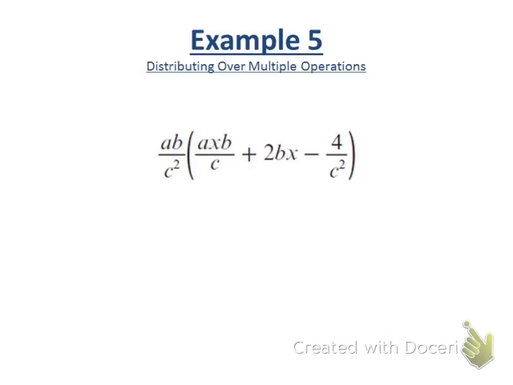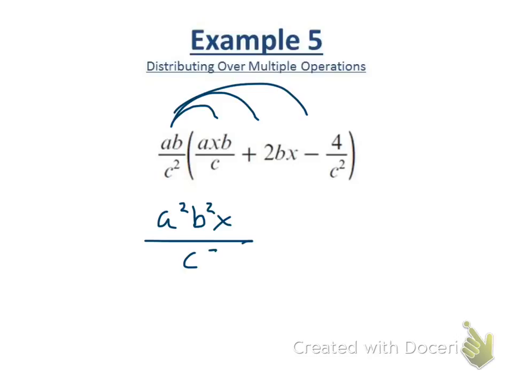We're distributing one term to 3 terms instead of to only 2, but that's just more of the same. This problem is actually easier than the previous 2 problems. All right, we're making 3 distributions. What do we get when we distribute the first term? A squared, B squared, X over C cubed.